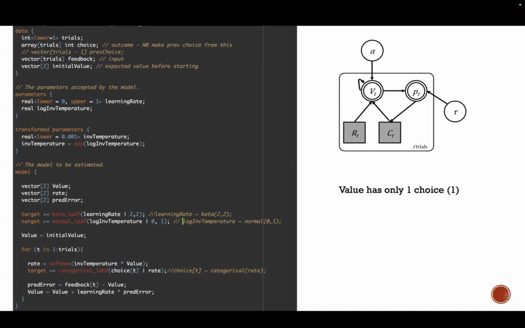And then I have a model where I have a vector of values, which I'm defining a value for choice 0, a value for choice 1, a vector of rate, and a vector for predictive error. And then I can say that there's a prior on learning rate, which is a beta because learning rate is between 0 and 1. And I can put it just between 0 and 1 using a beta prior. The log inverse temperature is a normal distribution with a mean of 0 and a standard deviation of 1. The value at the beginning is the initial value, and then I loop through the trials and I say that the rate is equal to the softmax of the inverse temperature times the value, and the model is the choice that the agent took at that point, given the rate. And then given that the model has made a choice, we can calculate a predictive error and update the value.